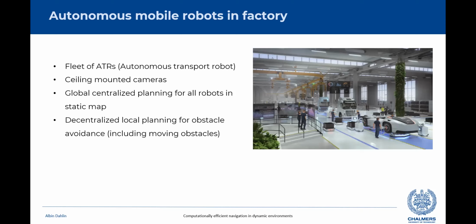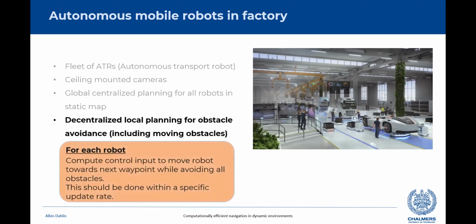Given this information, each robot must then compute a control input to reach the waypoints while avoiding obstacles, where any dynamic obstacle identified by the cameras, like humans or manually driven forklifts, are now also taken into account. And it is this part which I have been focusing on: computing the control input to move the robot towards the next waypoint while avoiding all obstacles. Since this is done online, it should be done within some specified sampling time.